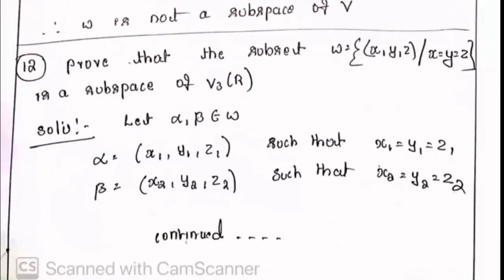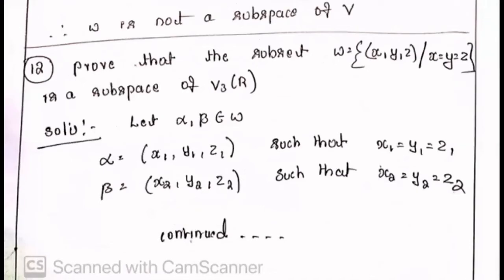Okay, next question is this. Prove that the subset W, the same variety. Why I'm giving this many examples is so that you understand what a subspace is. So W, here the condition is x equals y equals z. You have to prove whether it is a subspace. So the same good old method. You take alpha equal to (x1, y1, z1), beta equal to (x2, y2, z2). Then x1 equals y1 equals z1, and x2 equals y2 equals z2. This is what we have taken.